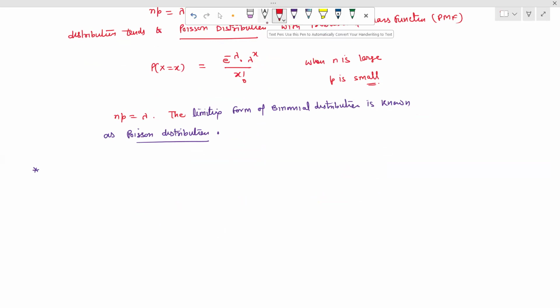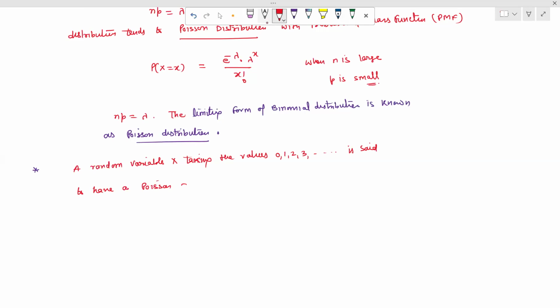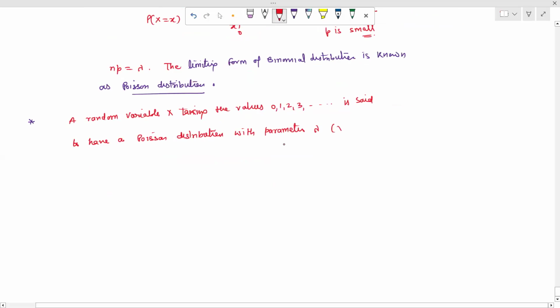So we write down the definition. A discrete random variable X taking the values 0, 1, 2, 3 and so on is said to have a Poisson distribution with parameter lambda. Here there is only one parameter in the Poisson distribution, which is lambda, and lambda is greater than 0, meaning always positive. So Poisson has one parameter.